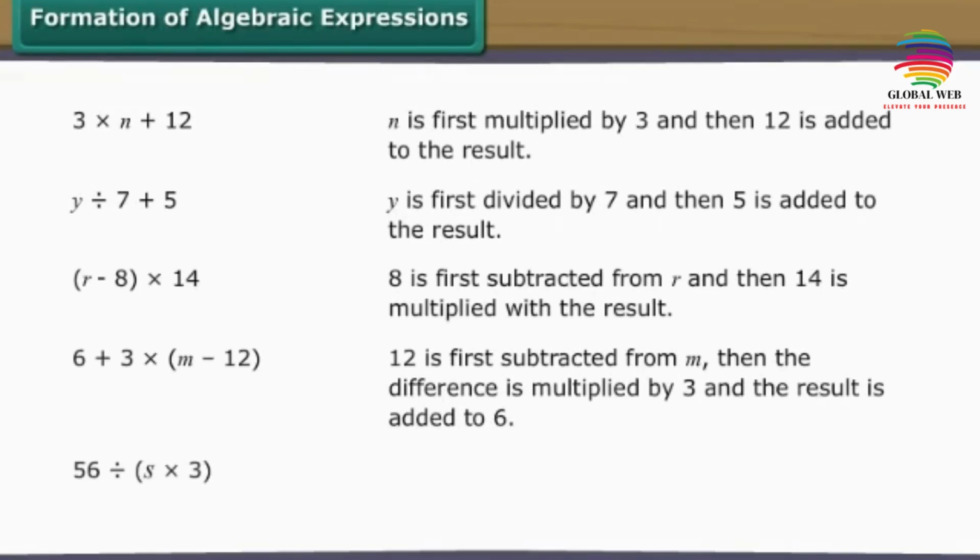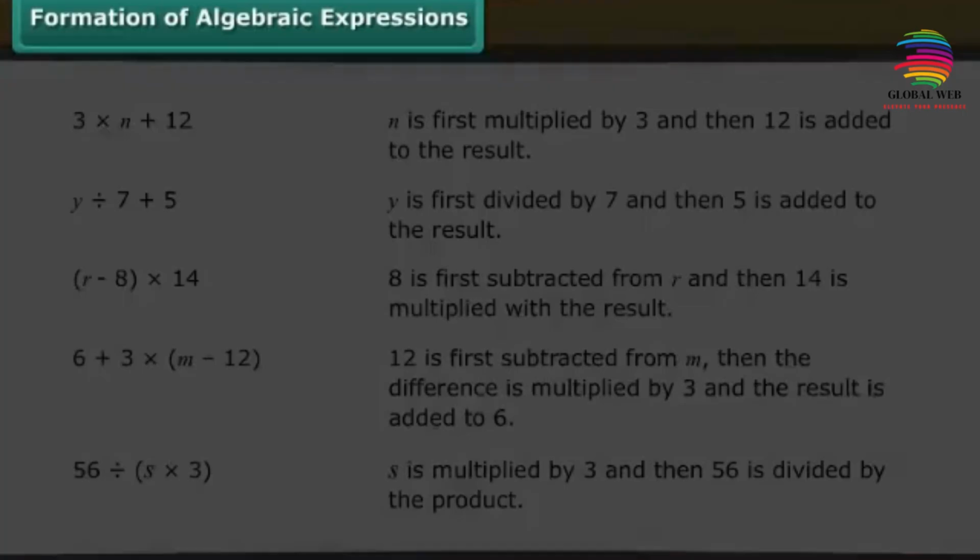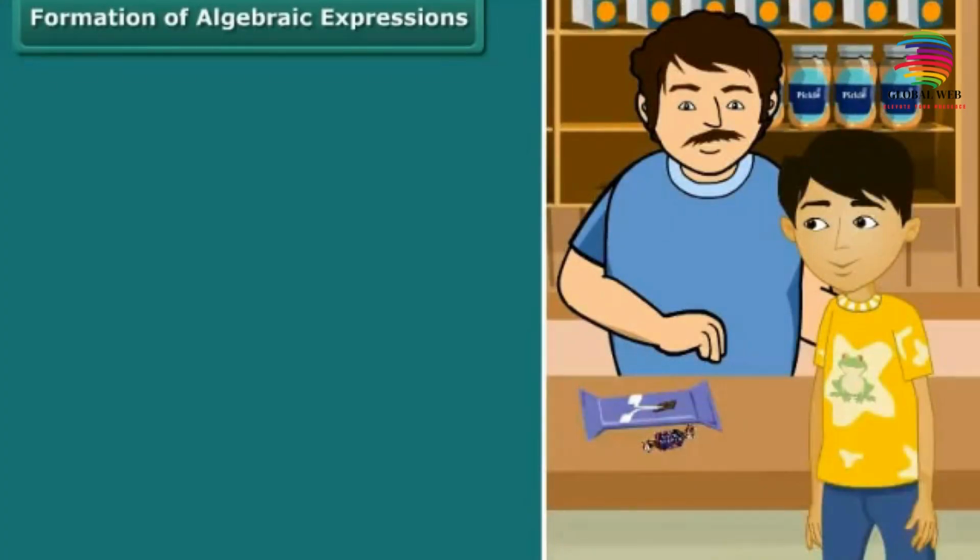56 divided by bracket starts s into 3 bracket closes: s is multiplied by 3 and then 56 is divided by the product. Let us now express some real-life situations with the help of algebraic expressions.